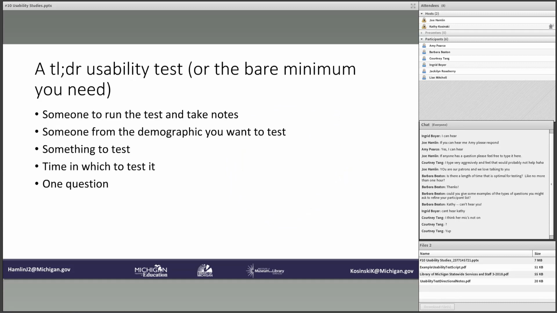So a too long didn't read version of the usability test, or essentially the absolute bare minimum of what you need. You need someone to run the test and take notes. You need someone from the demographic you want to test. You need something to test, time in which to test it, and at least one question.